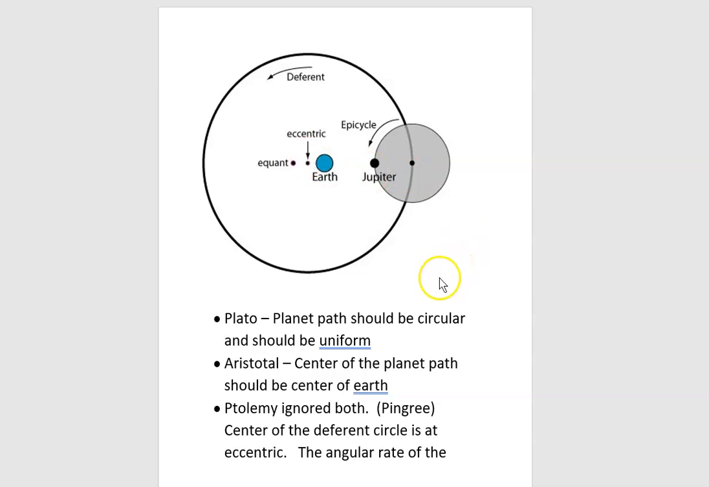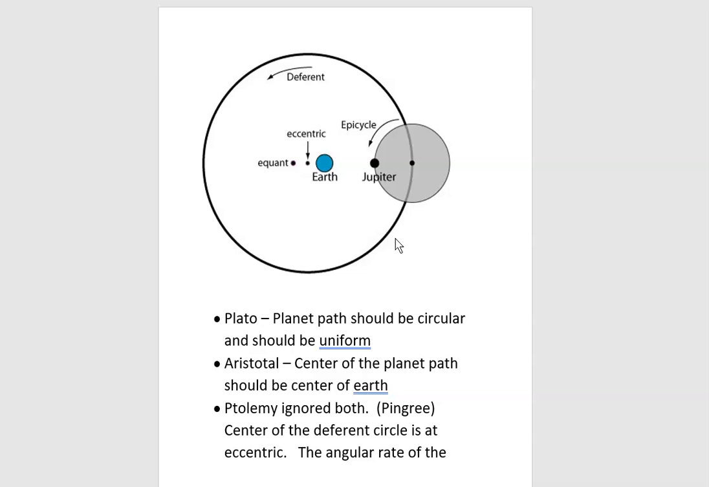Now Plato said planet path should be circular and should be uniform. And these are philosophers. They just sit in their chair and come up with these ideas. He says, you know what, the planet has to go in a circular motion and should be uniform around the Earth. So according to Plato, the planet has to go in a circle. And then Aristotle added something. He says it has to go on a circle, but the center of that circle should be the Earth.